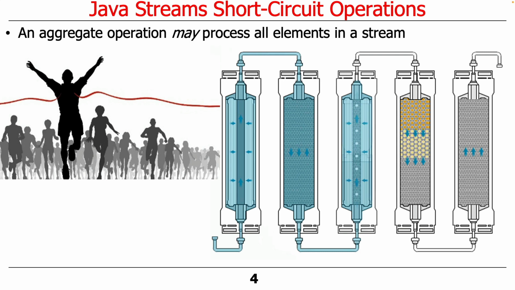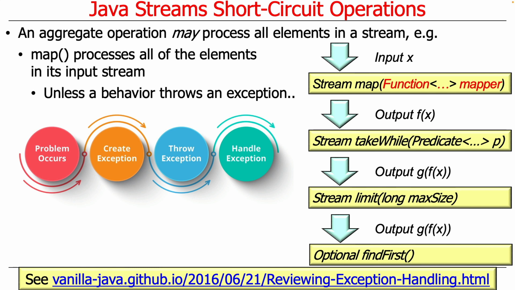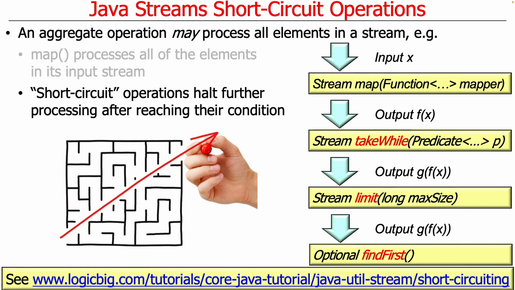Recall that aggregate operations may process all elements in a stream. So map, for example, processes all elements in its input stream, unless, of course, an exception is thrown. If the behavior throws an exception, then obviously it'll stop if that exception is not caught and handled in the context of the behavior. But we're going to ignore that particular use case for this discussion. In contrast, short-circuit operations intentionally halt further processing after a condition is no longer satisfied or is satisfied, depending on what you're doing. And that does not require throwing exceptions. So you can short-circuit stuff without exception handling.